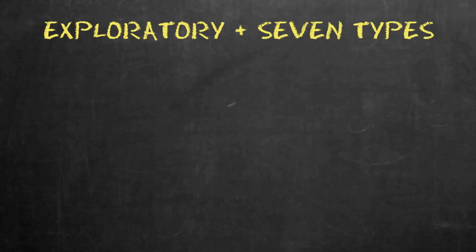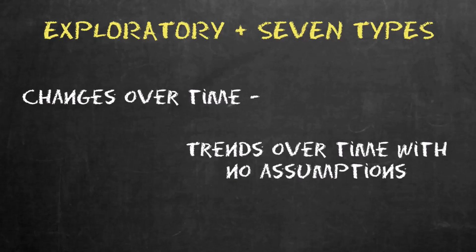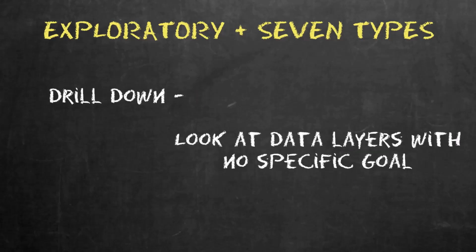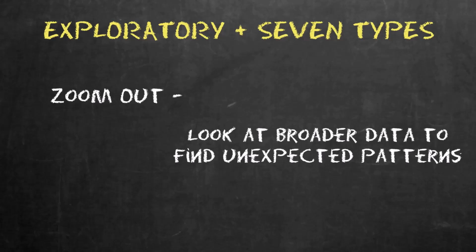concepts. Remember, exploratory stories are all about discovery. So if you choose to go with the exploratory story, you can use the 7 story types to create visualizations like this. For changes over time, you can show trends over time without any specific assumptions. For drilling down, you can look into the data to understand deeper layers without a specific goal. For zoom out, you can look at the broader sets of data to find unexpected patterns.